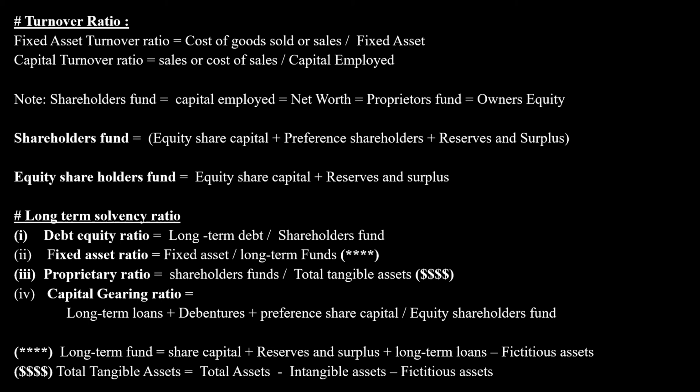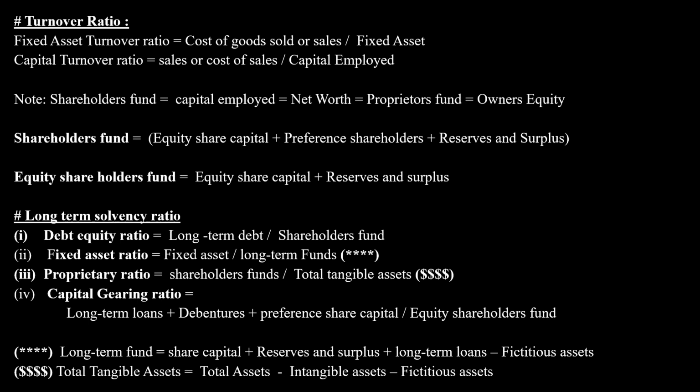Next, then your long-term solvency ratio. There are four types of long-term solvency ratios. The formula for that, one by one we'll see. First, it is the debt equity ratio: long-term debt by shareholders fund. We know what long-term debt is: debentures, bank loan, mortgage loan are called long-term debt. The shareholders fund I already told you.